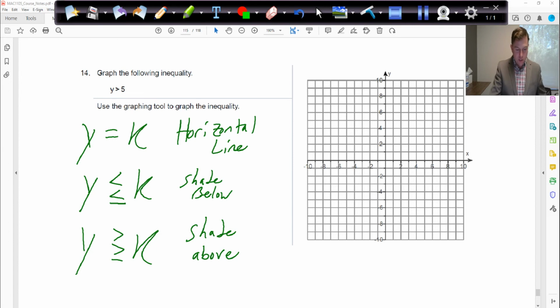So in this one, we start at y equal to 5. So we go to 5. Now there is no equal to bar, so this is dashed. So you're going to dash this out. So the line itself will not work. And greater than means we're going to shade above.